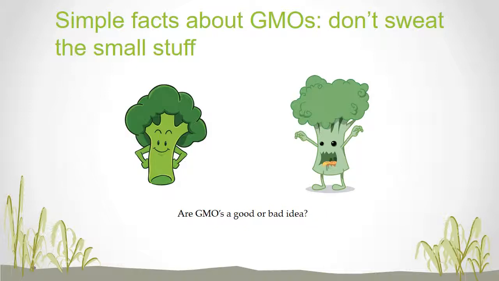Basically, with GMOs, the guesswork is eliminated. We're able to choose the traits we want. For example, the desired trait that we might want in a plant might be larger crop yields or plants that are resistant to herbicides and insecticides.